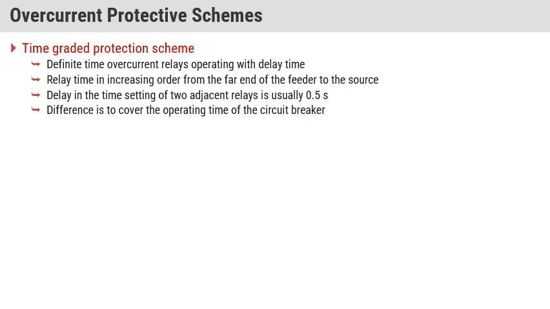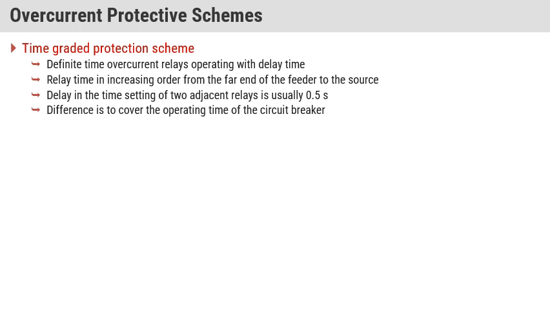Definite time overcurrent relays operate with a time delay, and the relay time increases in order from the far end of the feeder to the source. For relay time, we have two types of time setting: one is definite time and the other is inverse time.